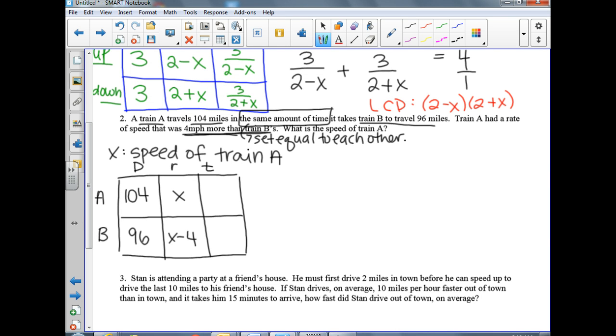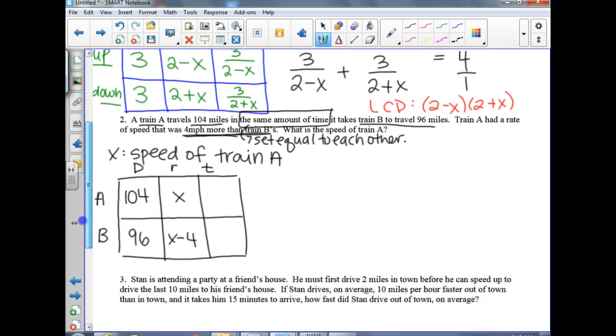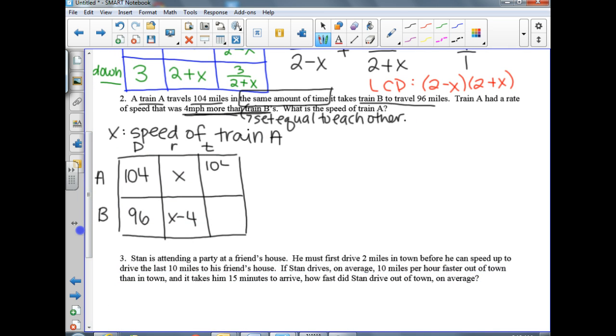Okay, if you don't like that and you like the more than, then you switch these two. So then I would say for B, you put X here and X plus 4. But if you can figure that out, which it sounds like you can, then that's perfect. Okay, so then for our time, look at your formula, distance divided by rate. So distance, 104 divided by rate, X. And then this one, 96 divided by rate, X minus 4. So we're just setting those equal to each other because it's the same amount of time.